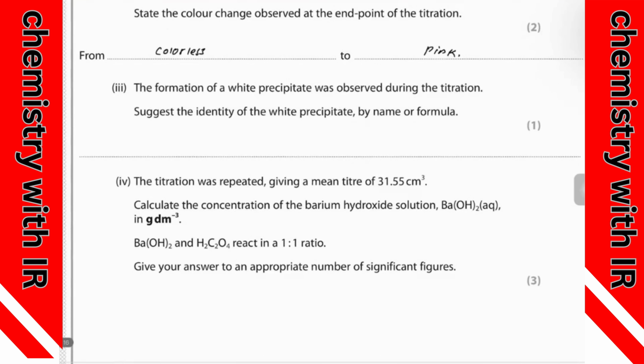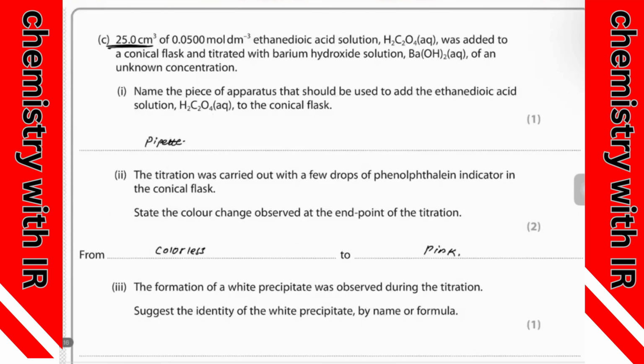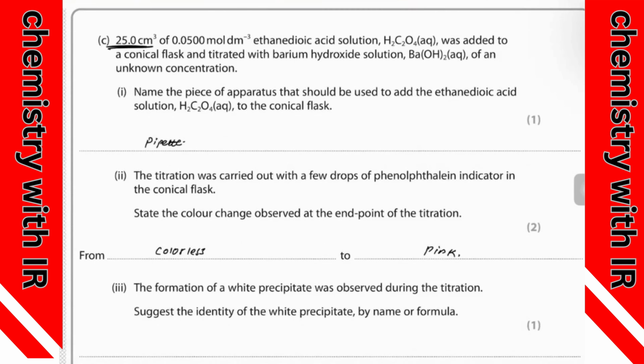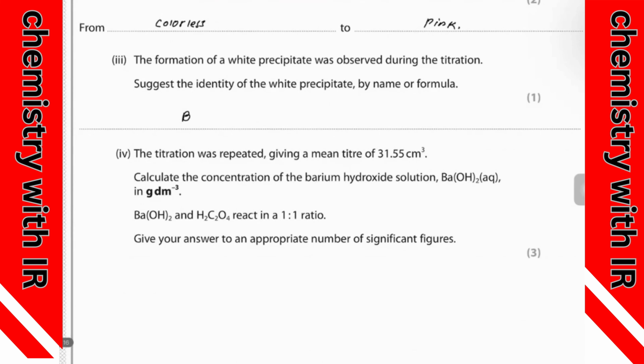The formation of a white precipitate was observed during the titration. Suggest the identity of the white precipitate. What reaction is going on? Barium hydroxide is there, of an unknown concentration. So when you have barium hydroxide, remember this produced barium ethane dioate, which is insoluble. That's why you can see the white precipitate. Then the titration was repeated, giving a mean titer of 31.55. Calculate the concentration of the barium hydroxide in grams per decimeter cube.